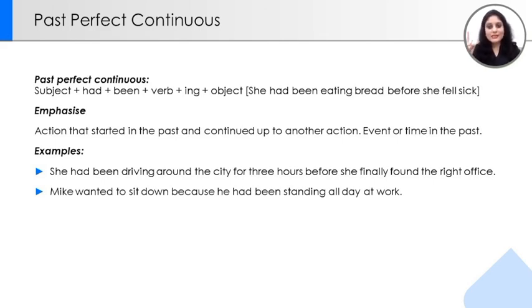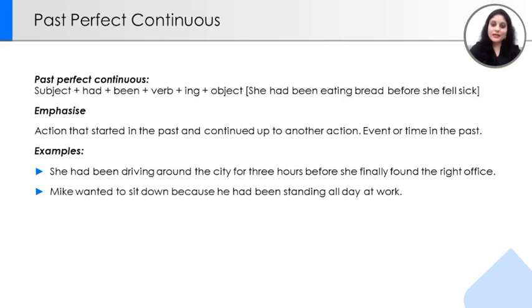This event is denoted by my constant finger. There was another event that was in progress in the past. This event is denoted by my moving finger. The event that was in progress in the past continued up to the first event denoted by my constant finger. Let me give you an example to clarify this point further. She had been driving around the city for 3 hours before she finally found the right office.